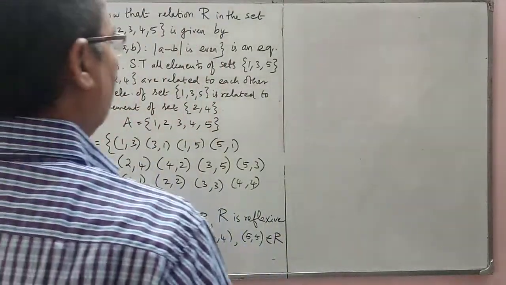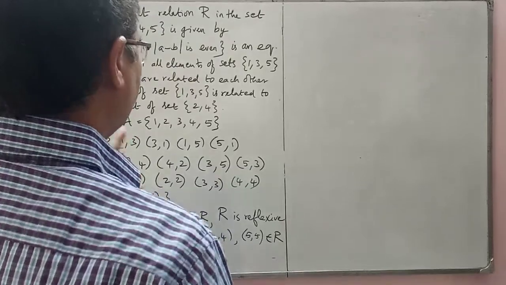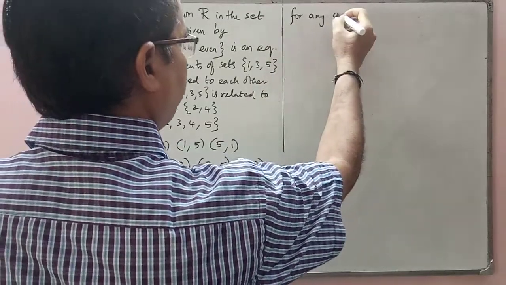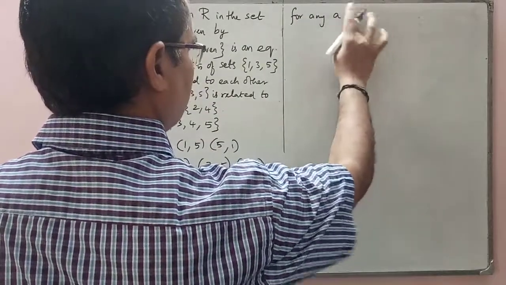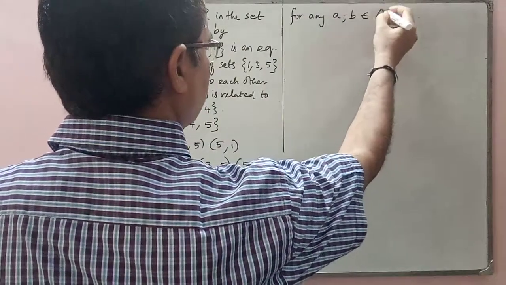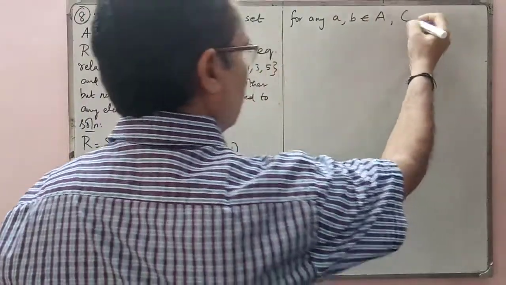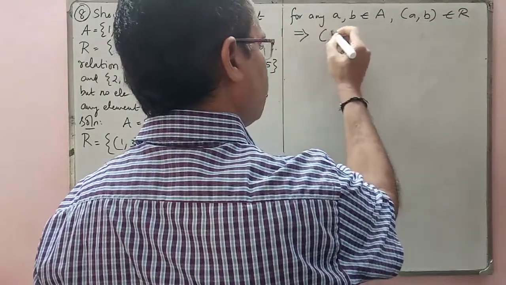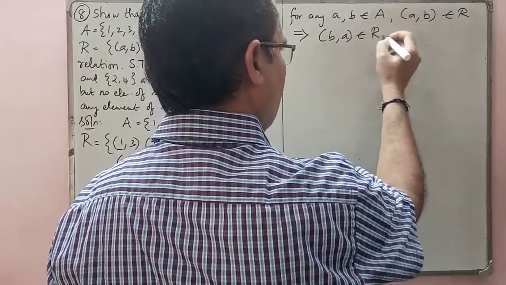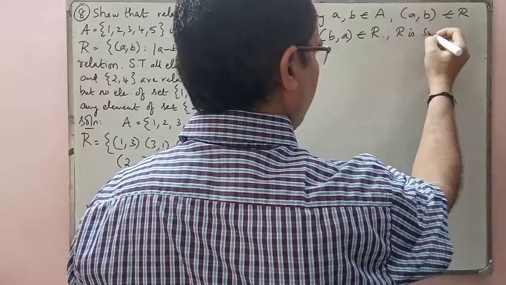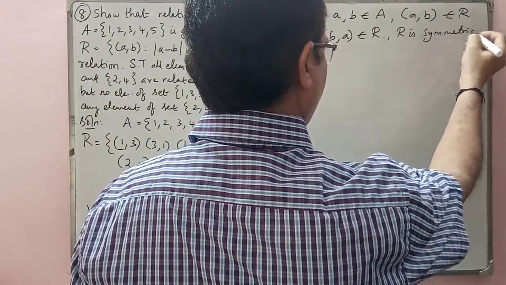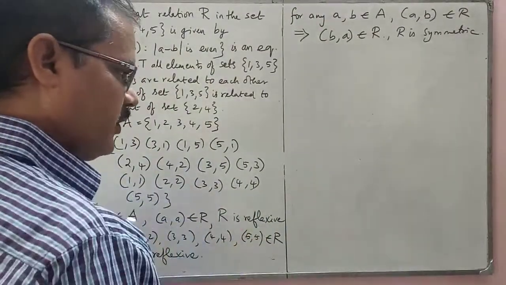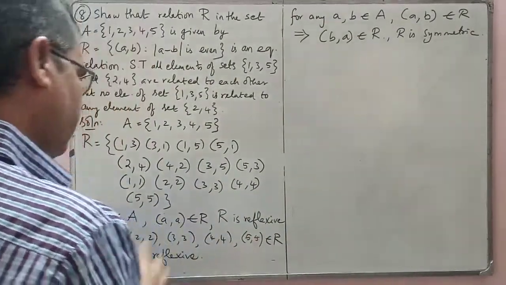Next, we have to show whether it is symmetric or not. What is the condition? For any two elements a, b belonging to the set A, if (a, b) is there in the relation R, then we will prove this implies (b, a) also belongs to R. Then we call R symmetric. (1, 1), (2, 2), (3, 3), (4, 4), (5, 5) are always symmetric, no doubt about that. Leave that part.